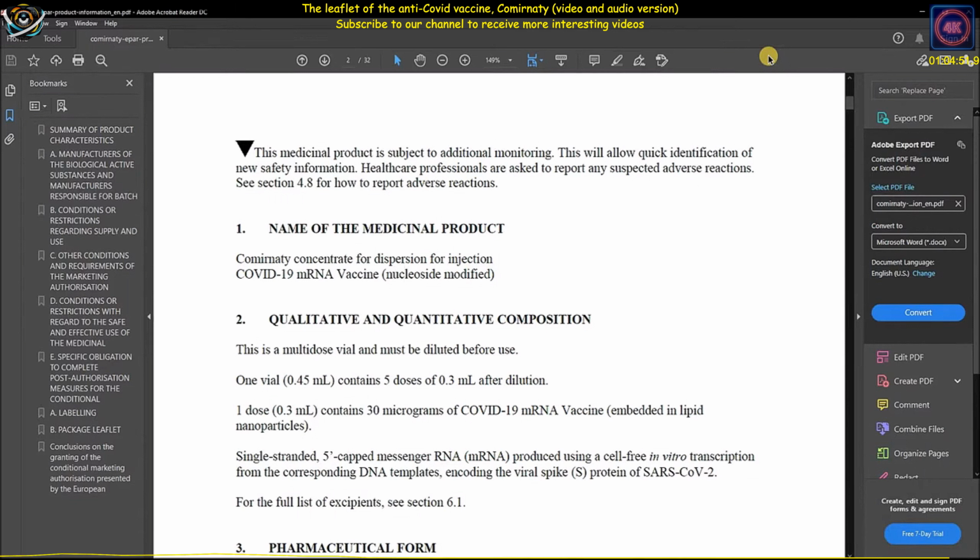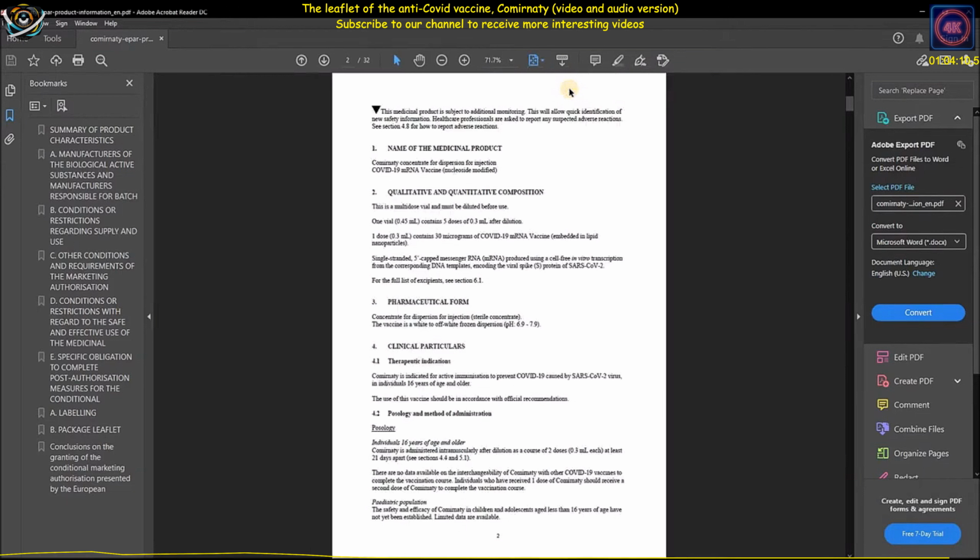1 dose, 0.3 ml, contains 30 micrograms of COVID-19 mRNA vaccine, embedded in lipid nanoparticles. Single-stranded, 5'-capped messenger RNA, mRNA, produced using a cell-free in vitro transcription from the corresponding DNA templates, encoding the viral spike, S, protein of SARS-CoV-2. For the full list of excipients, see Section 6.1. 3. Pharmaceutical form. Concentrate for dispersion for injection, sterile concentrate. The vaccine is a white to off-white frozen dispersion, pH 6.9 to 7.9.